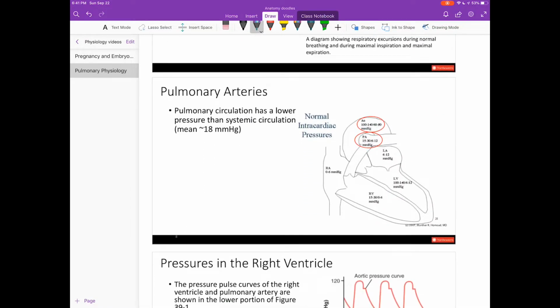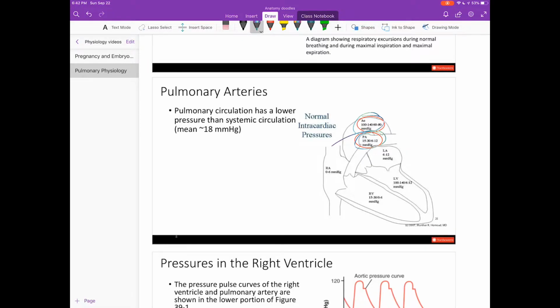Okay, let's take a slight detour, and now we're going to talk about the blood. Let's first talk about the pulmonary arteries. You'll notice that the pulmonary artery pressure is much lower than the aortic pressure, and that becomes important. If the pulmonary pressures were to go up too high or too low, then there's probably something going on with the heart chambers or with the lungs clinically.